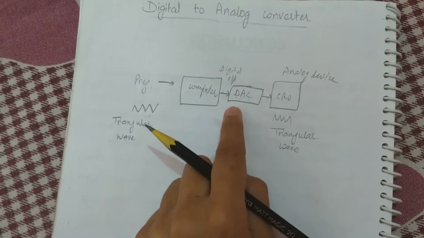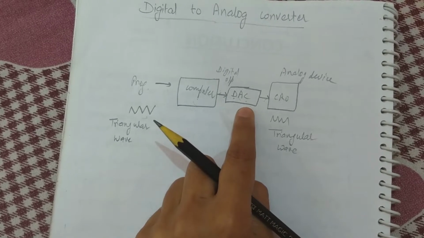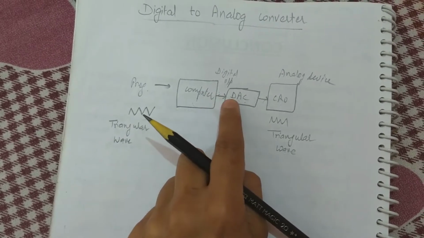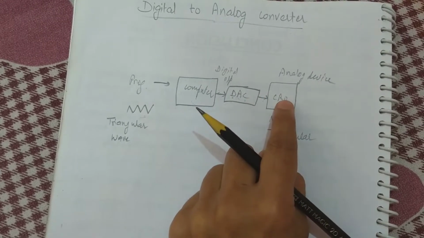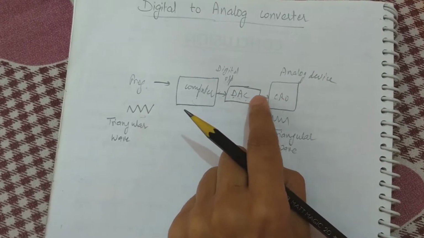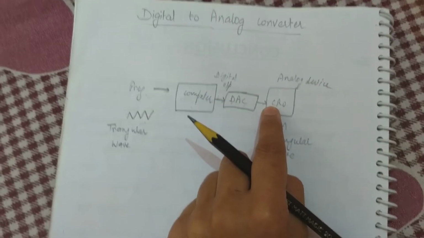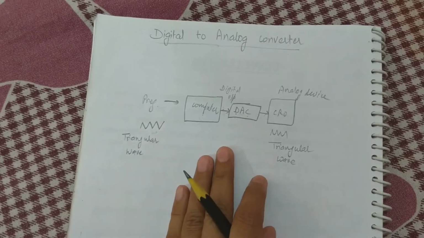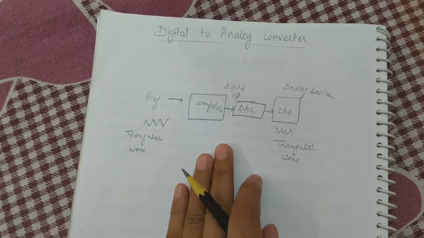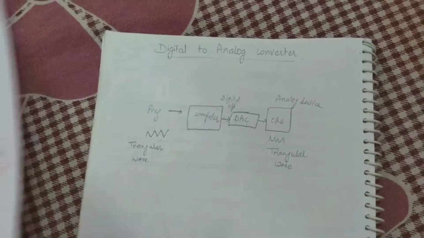So we require a digital to analog converter here that will convert the digital input from computer and, before giving it to CRO, it will convert it into analog. Okay, so it will work as an interface here. So this is the basic application or basic example of digital to analog converter. Now we will start with the topic.